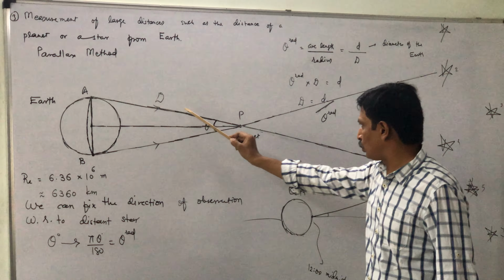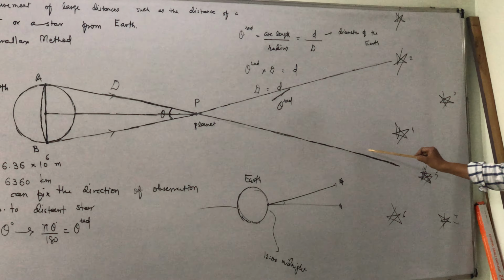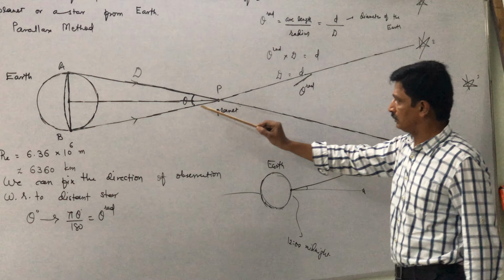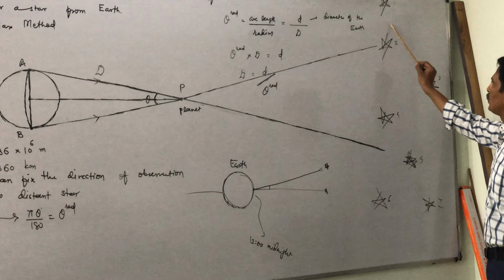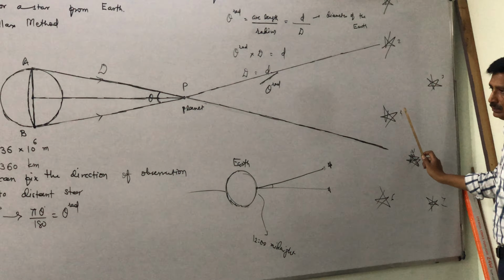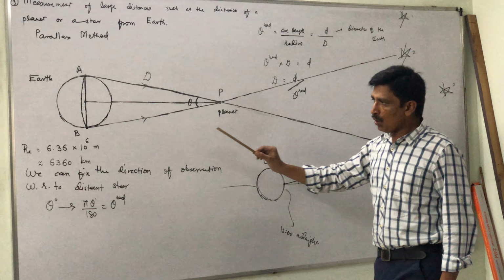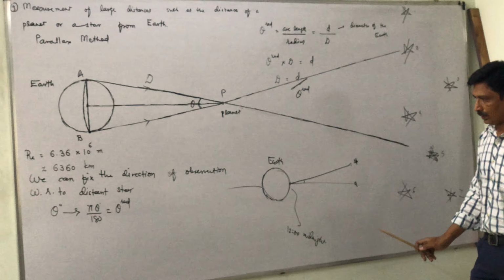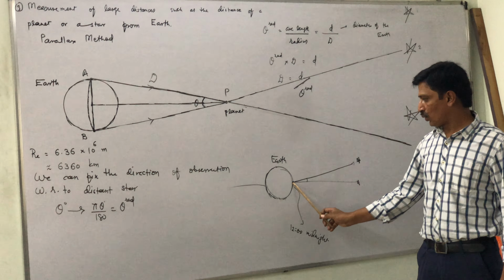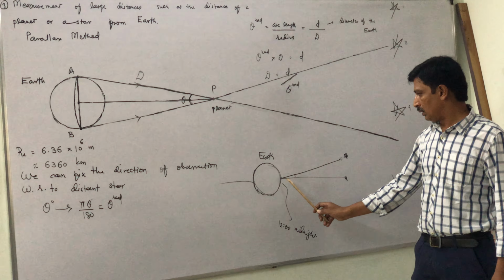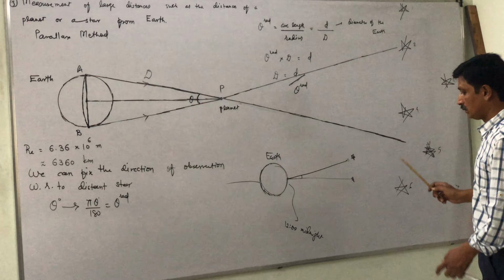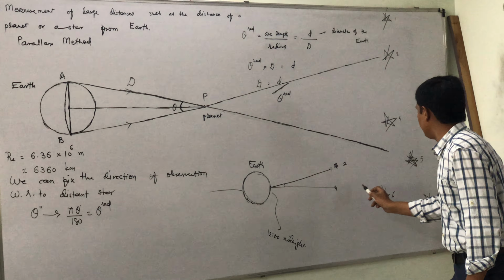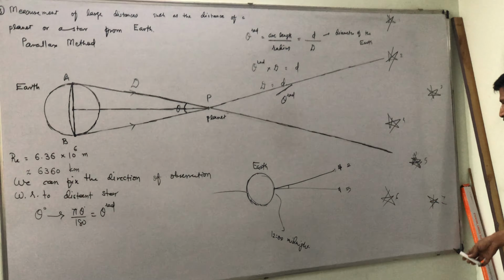This line of vision coincides with star number 5, and this line coincides with star number 2 of the same constellation. Now on the second day night, 12 midnight, this is our location, say Ahmedabad. Now we are observing star number 2 and star number 5 of the same constellation.